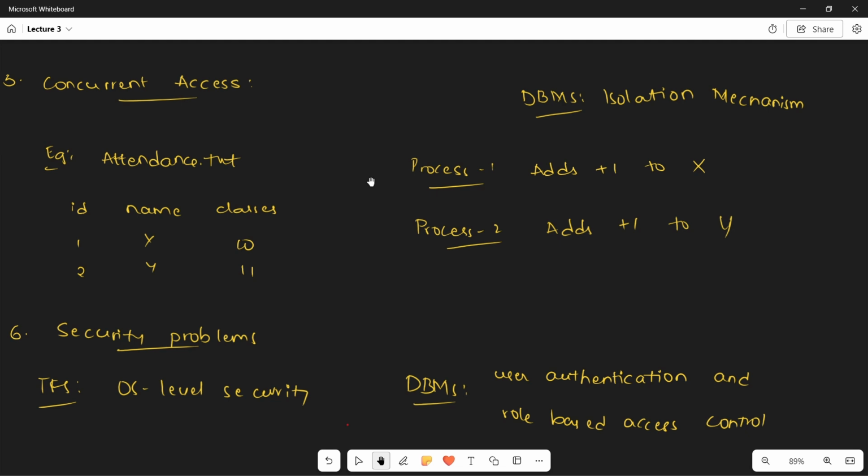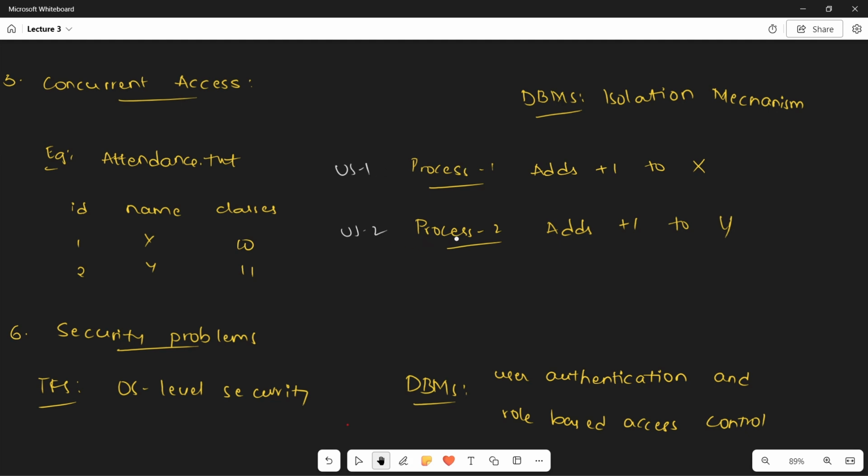File systems generally struggle with concurrent access. If two users, let's say, try to update the same file simultaneously, it can lead to data corruption or data loss. Whereas DBMS handles this with isolation mechanism to ensure that transactions don't interfere with each other. Let's say, for example, consider this scenario. So we have taken the attendance.txt and there are two students, X and Y, and X has attended 10 classes whereas Y has attended 11 classes. Now, two users are trying to access. So let's consider this as user 1 and this as user 2. Let's say user 1 is process 1 and user 2 is process 2.